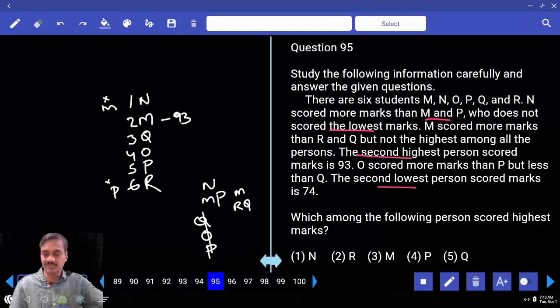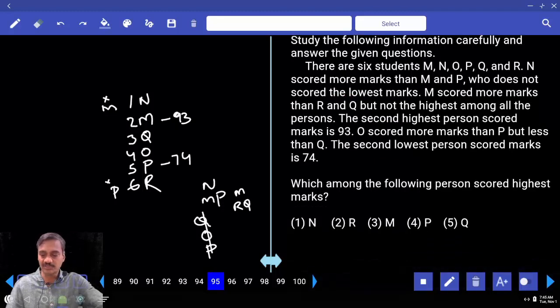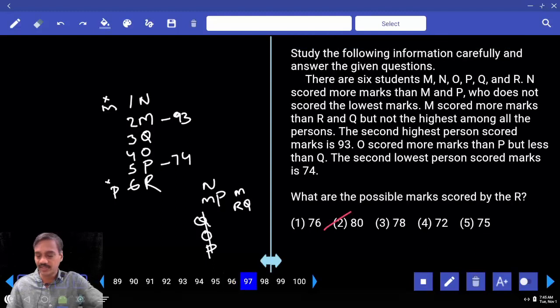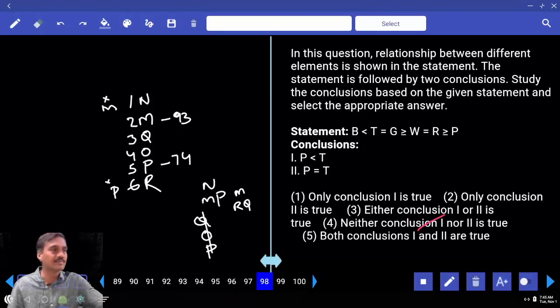And the person who scored the second lowest scored 74. Now P has scored 74. Who among the following persons scored the highest? Highest ever చెప్పండి? N, that is choice 1, 95. Who scored second lowest? Second lowest P, choice 2, 96. And what are the possible marks scored by R? Lesser than 74, that is 72, choice 4, 97.